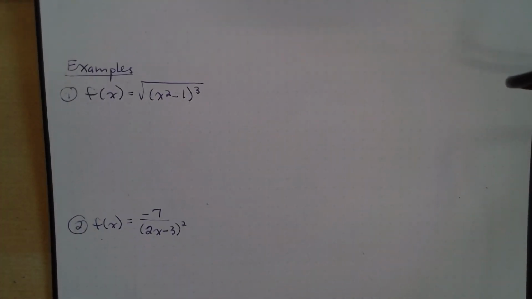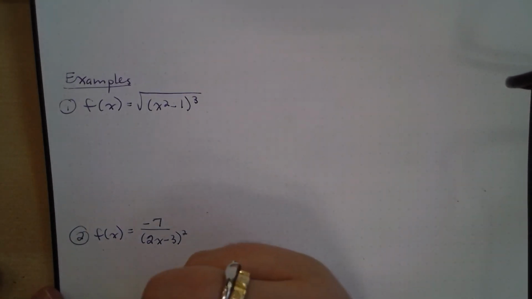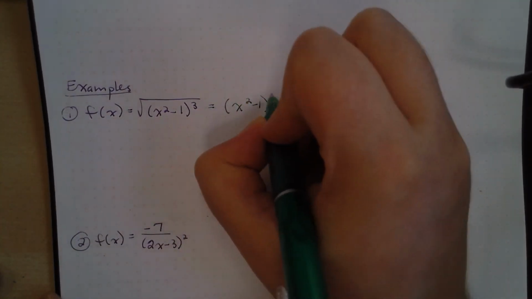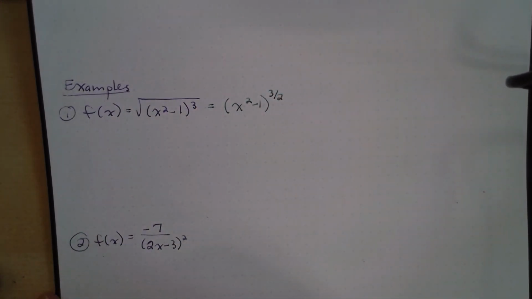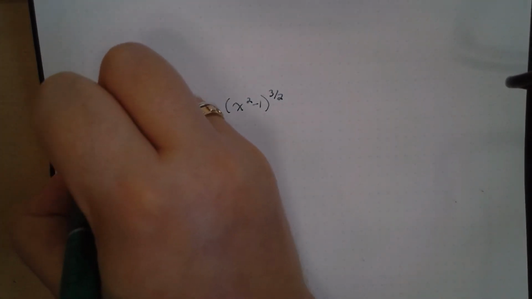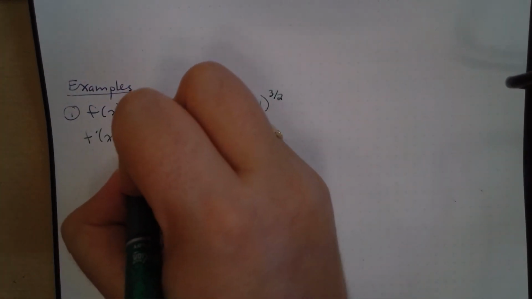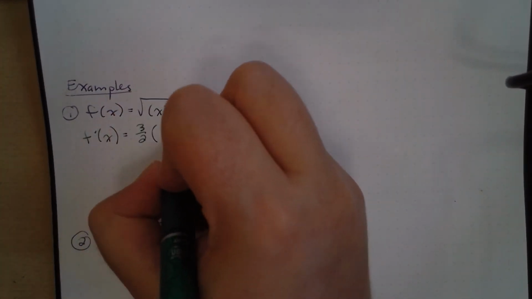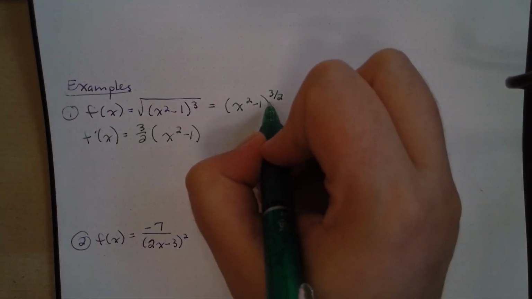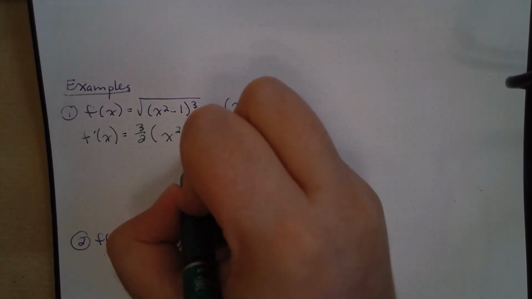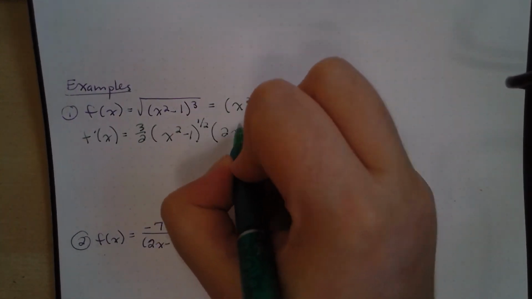So here we have f of x is equal to the square root of (x squared minus 1) cubed. I'm going to actually rewrite this as (x squared minus 1) to the 3/2 power. That's going to make life a lot easier for us. So then I'm going to find my derivative. F prime of x is equal to, I pull this exponent out front, so I've got 3/2 times (x squared minus 1), I have to subtract 1 here, so 3/2 minus 1 is to the 1/2 power, and then I need to take this times the derivative of what's inside, which is 2x.